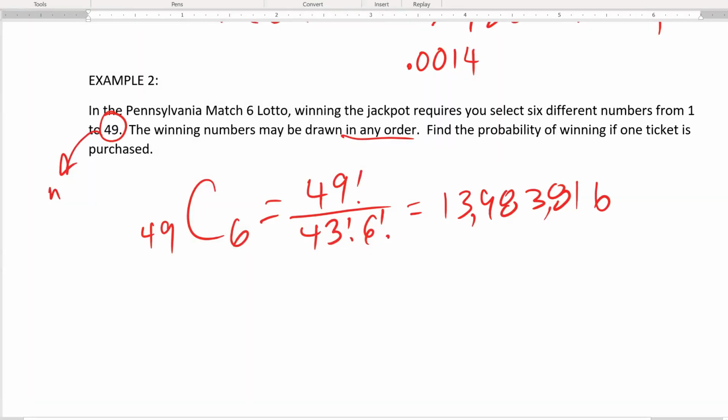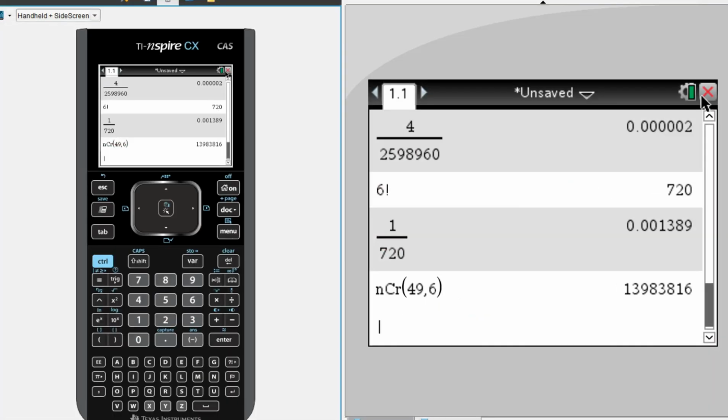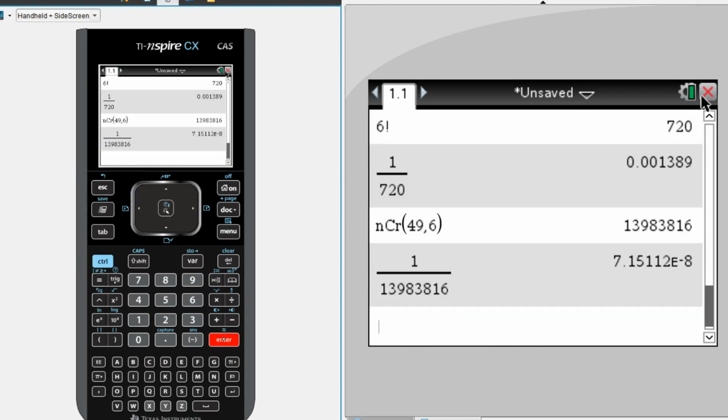So that's the number of different ways that those numbers can be pulled out of there. But what's the probability? Well, the probability of winning, there's going to be one winning combination out of that. This is why the winnings are so high.